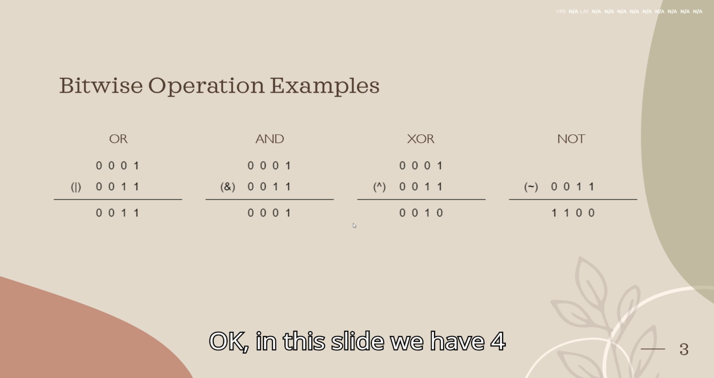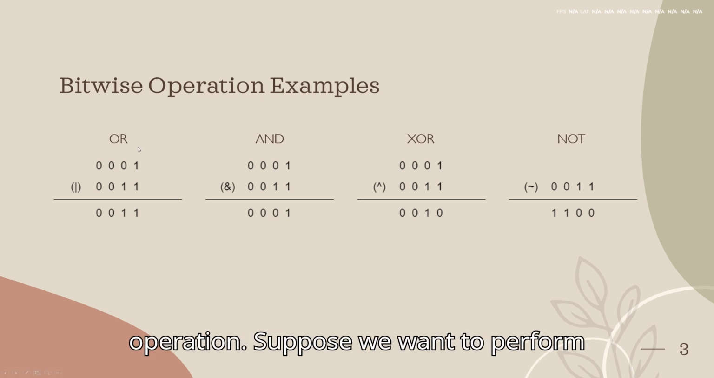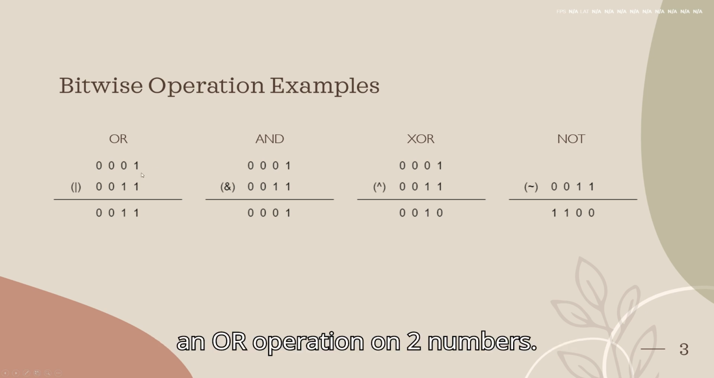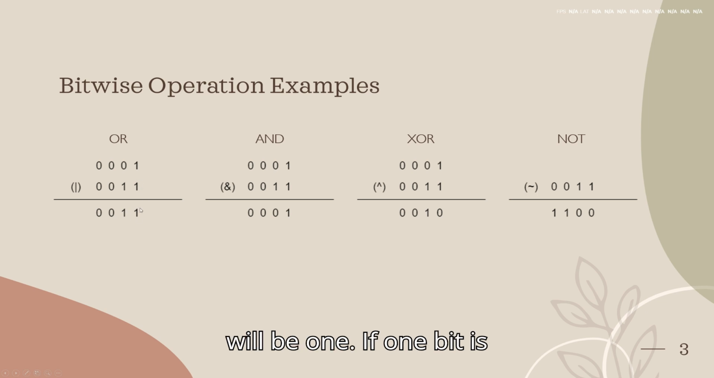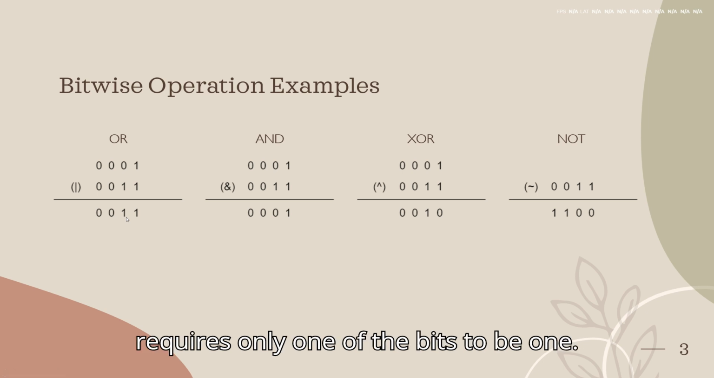Okay, in this slide, we have 4 examples. The first one is OR operation. Suppose we want to perform an OR operation on 2 numbers. If both bits are 1, the result will be 1. If one bit is 0 and the other is 1, the result will still be 1, as OR requires only one of the bits to be 1.